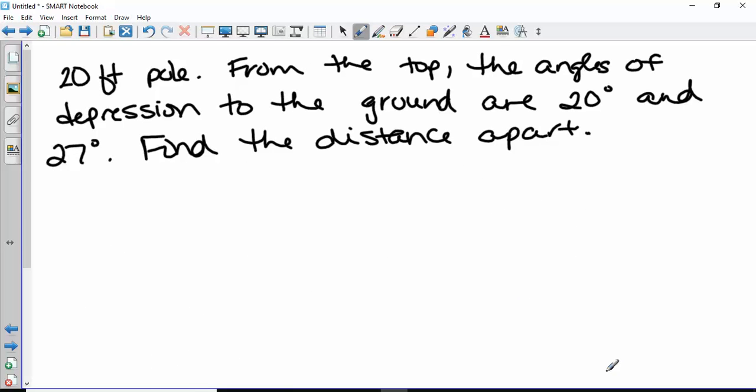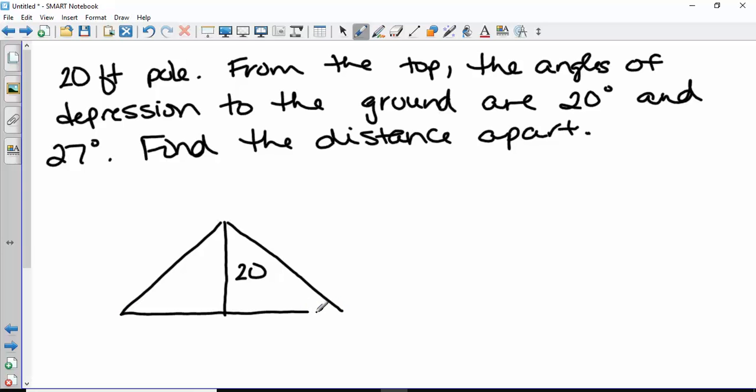Okay, so this isn't worded greatly, but let's pretend we've got a pole and we have wires going down to the ground. And I want to know how far apart the ends of those wires are. So we have the pole, that height, and then we have these wires coming down, one on either end.